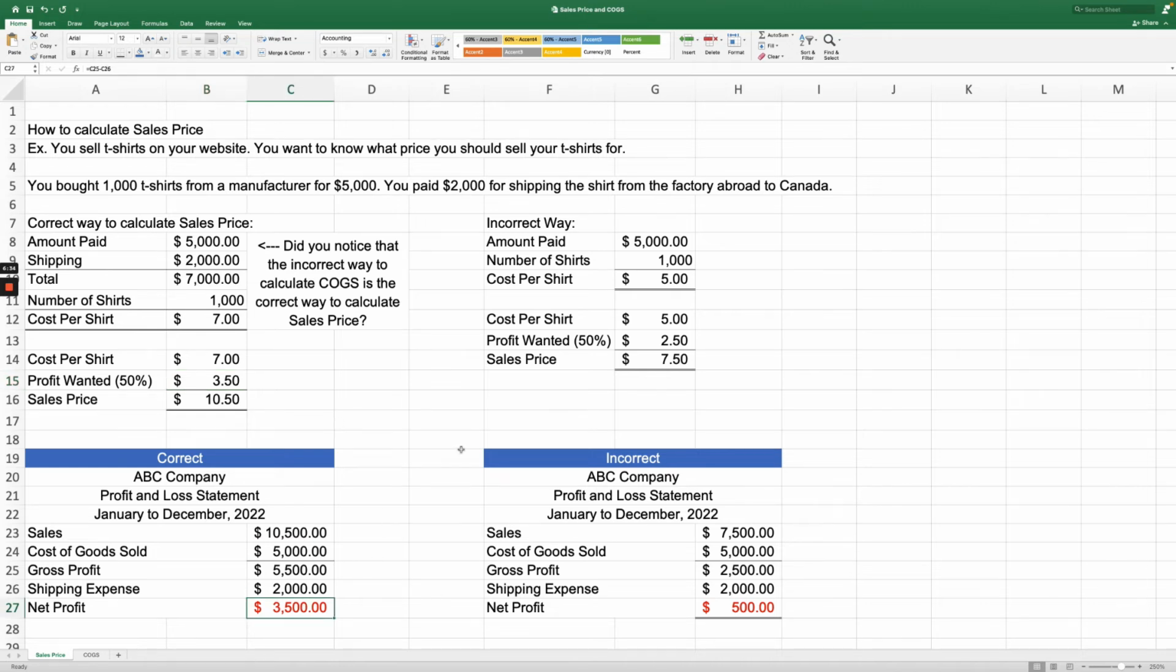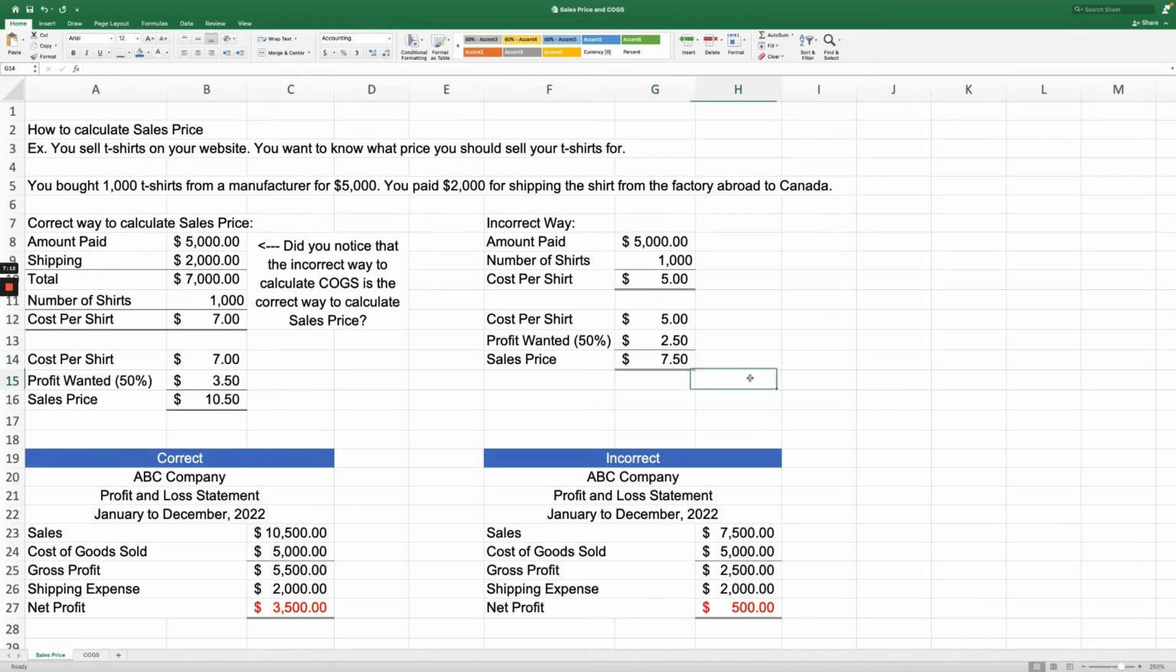There you go. So the incorrect way to calculate your sales price is by calculating the cost of goods sold correctly. I know, it's ironic. So the amount paid is $5,000. The number of shirts is 1,000 shirts, so it's $5 per shirt. And then the profit you want is $2.50 per shirt, or 50% of $5, right? So $5 plus the 50%, $2.50. So your sales price is $7.50.